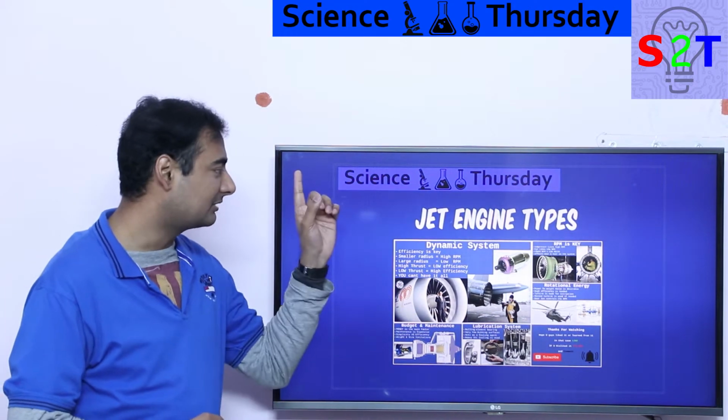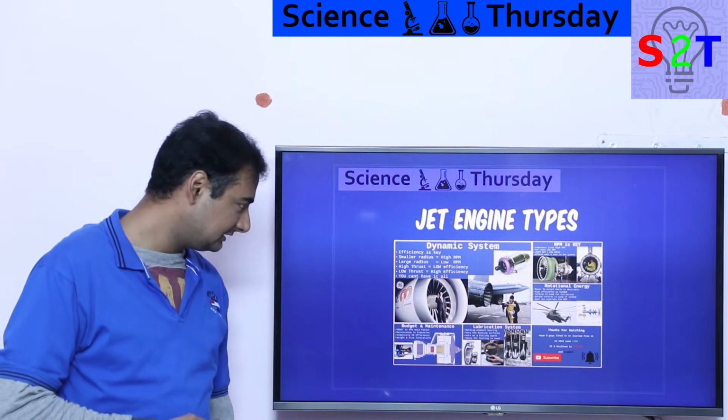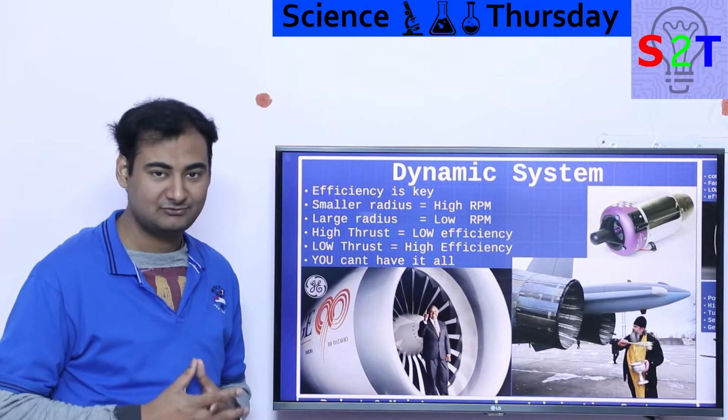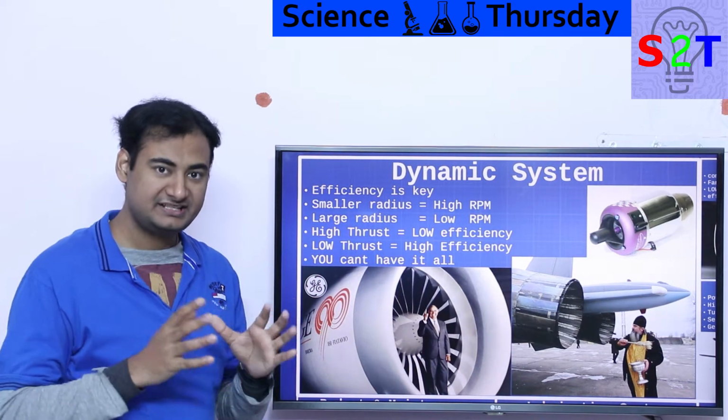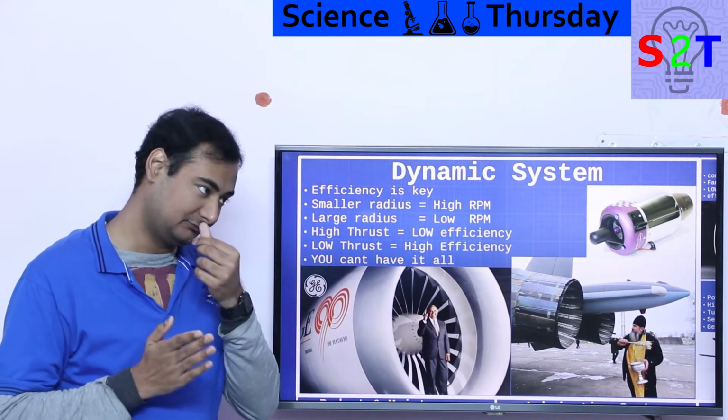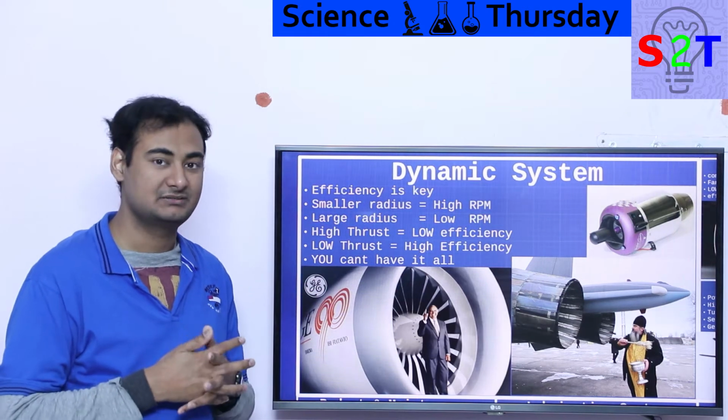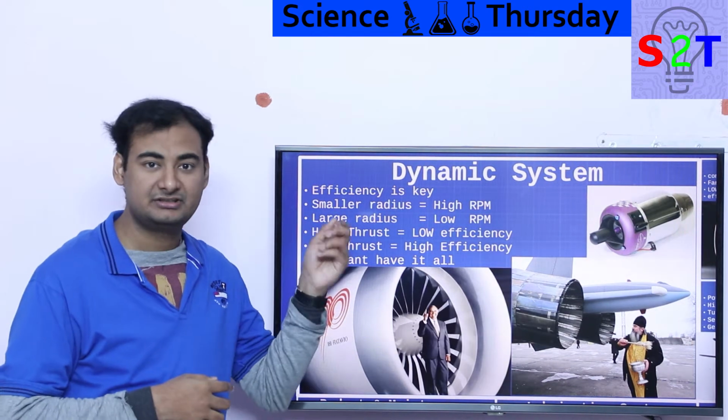In today's episode we're going to talk about jet engine types. So let's dive right into it. Well, first you have to understand one core aspect. This is part 2 of my first video, and a jet engine is inherently a very dynamic system. Well, when you look closely, almost every system is a dynamic system, but here efficiency is the key.